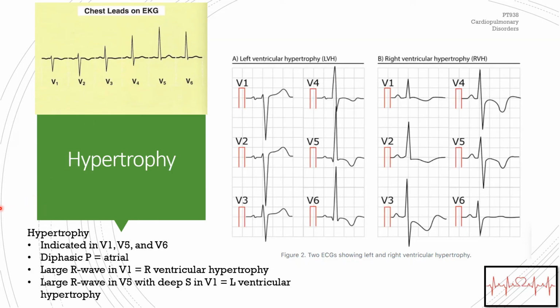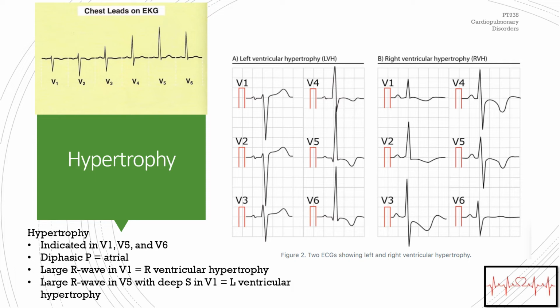All right, I'm not going to belabor you with more of the vector talk. However, we have atrial vectors too, and this is just one to just know or learn, okay? A diphasic P wave in V1, V5, and V6 is atrial hypertrophy. Diphasic P waves on the V's, think atrial hypertrophy.